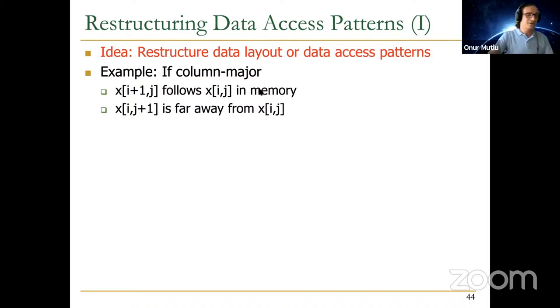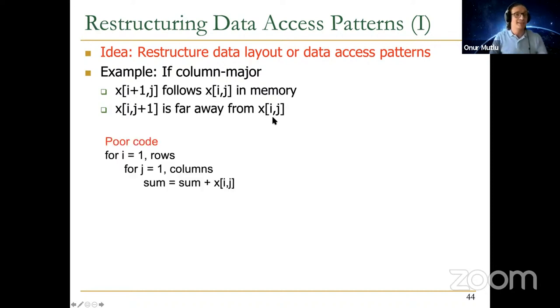Okay, these are actually the same. The next column is in the next memory location, whereas the next row is far away from the previous row. So if you know that the data structure is laid out in a column major manner, what I'm showing you over here is poor code, basically.